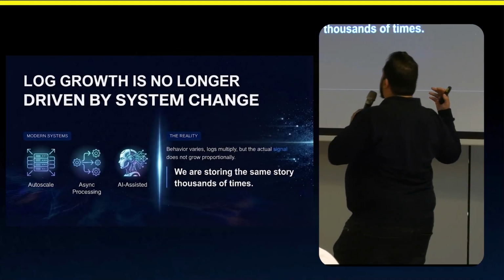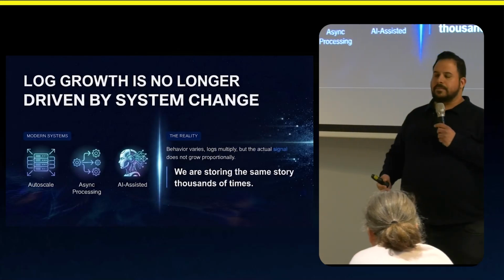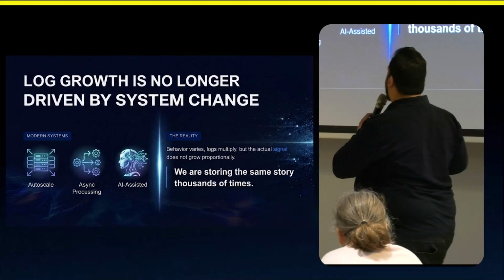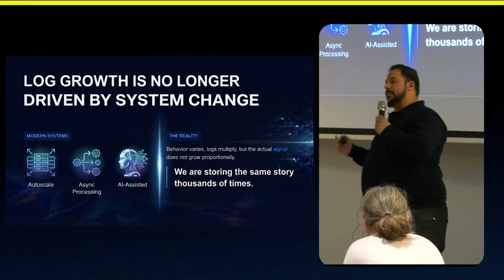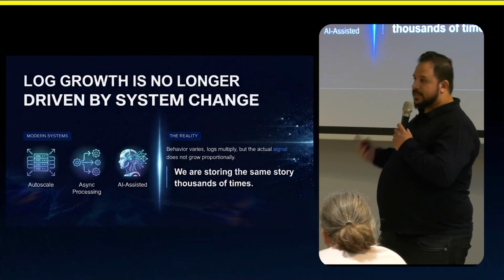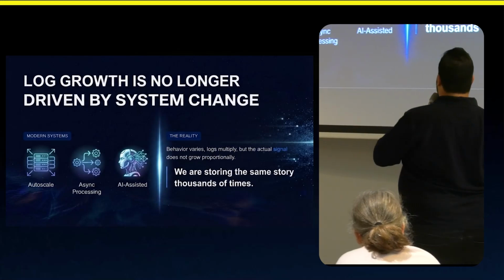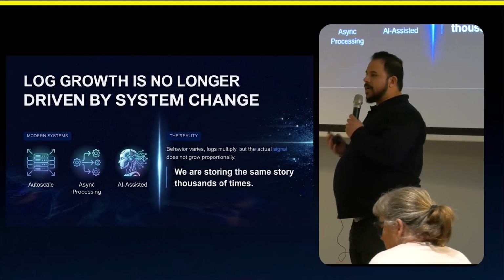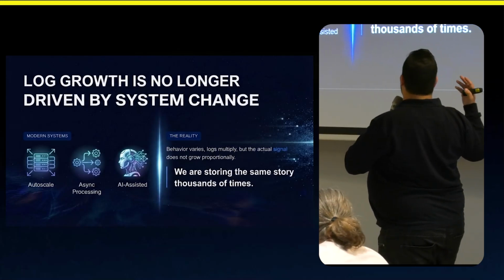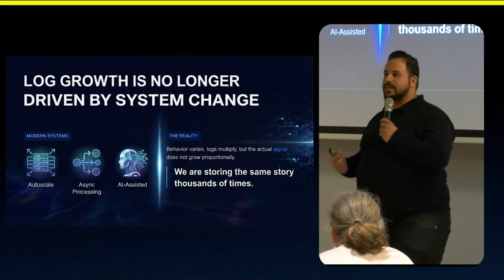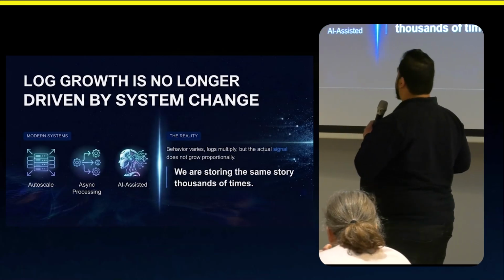So logs grow as much as systems became more modern, because you had async flows and auto-scaling, and now you also have AI agents that emit non-deterministic logs. And logs just keep growing and growing, but the system is not really changing. So what we are actually doing is telling and storing the same story thousands of times. And we pay a lot of money for it, and it's highly inefficient.